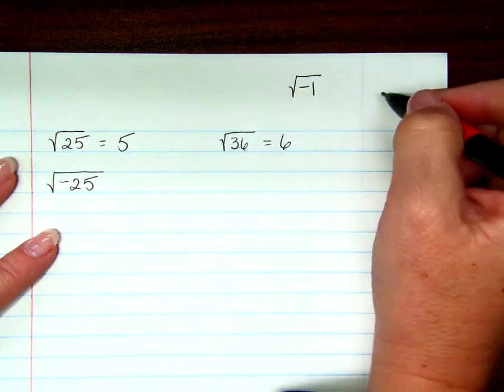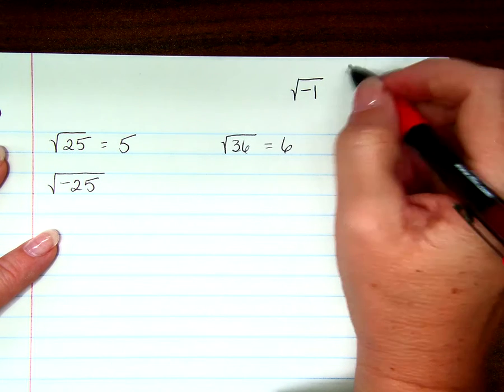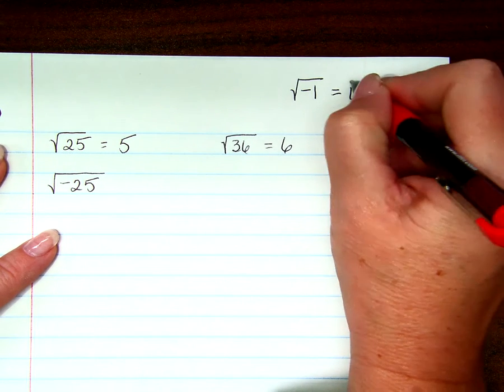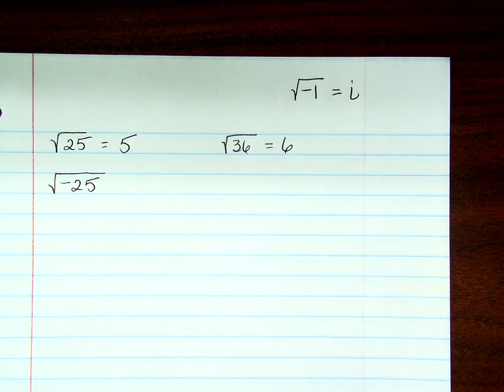Here's our important information today. The square root of negative 1 equals i. Not a j. Not a j. It's an i. Okay? Square root of negative 1 equals i. i stands for imaginary. Not fake or pretend, but there's a whole entire study in mathematics of complex numbers. Okay? A complex number contains a real part and an imaginary part.